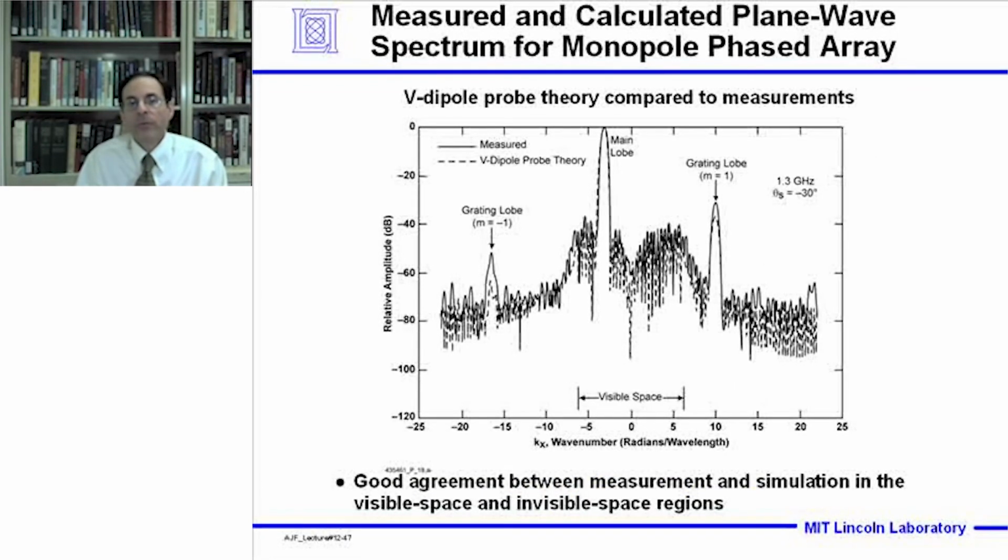This slide shows the measured and calculated plane wave spectrum for the monopole phased array. Here we're comparing the V-Dipole probe theory to the measurements. And what we see is in the visible space, we see the main beam and the low side lobes. We can see the first grating lobe in imaginary space in both the measurements and in the simulations. And we also see the left grating lobe as shown here. So we can summarize and say there's good agreement between measurement and simulation in the visible space and in the invisible space regions.